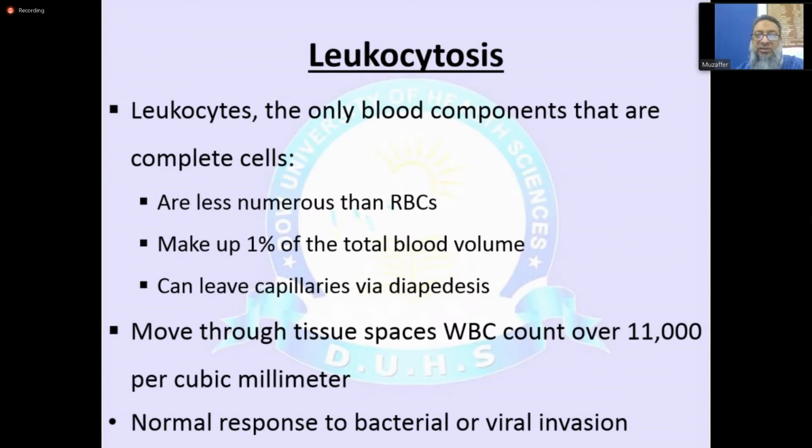Their count, WBC count, varies from 4,000 to 11,000 per cubic millimeter, and this is actually the normal count. When this count increases above 11,000, we call this leukocytosis. And another condition where the white blood cells decrease in their count, we call leukopenia. Leukopenia, decrease in white blood cell count.